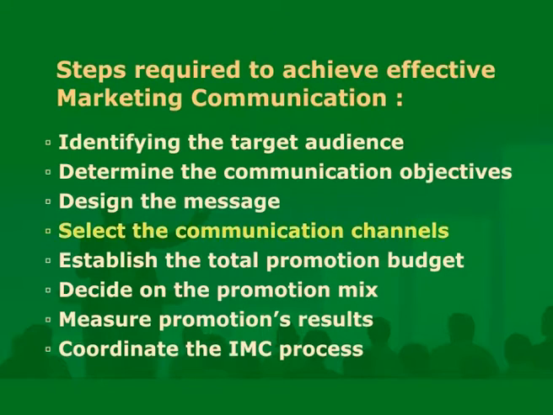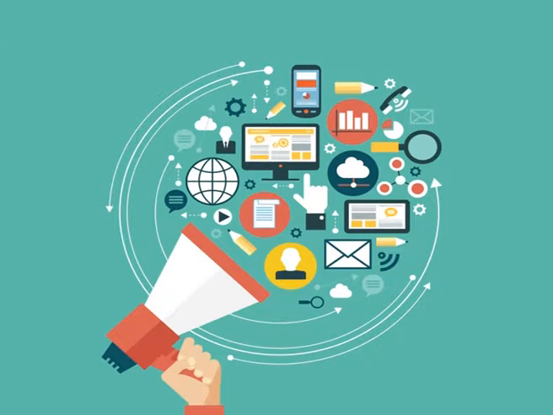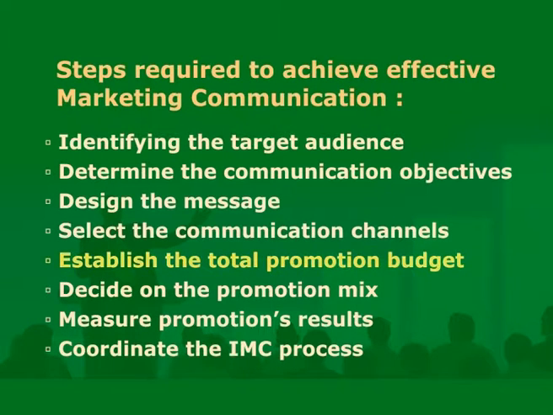The fourth step is selecting the communication channel. There are 2 types of communication channels. The first one is personal communication, where a direct communication between the sender and the receiver takes place. For example, the sales force of a company or telemarketing are personal communication channels. The second type is the non-personal communication channel, wherein various media and events are used to communicate with the target audience. The next step is establishing the total promotion budget.